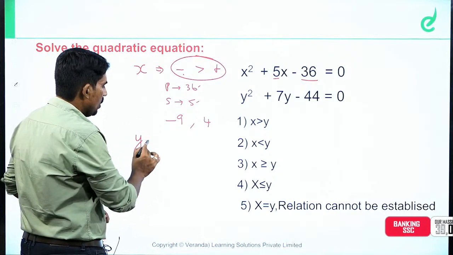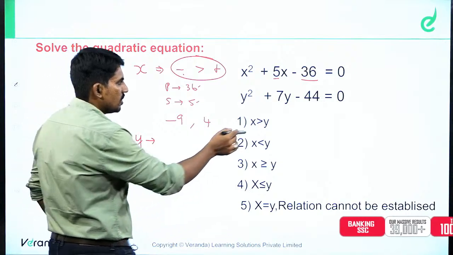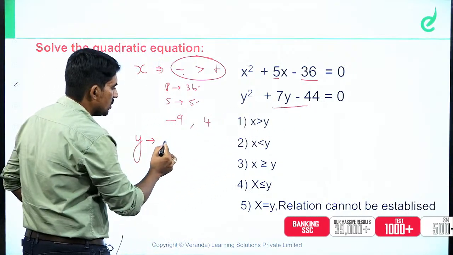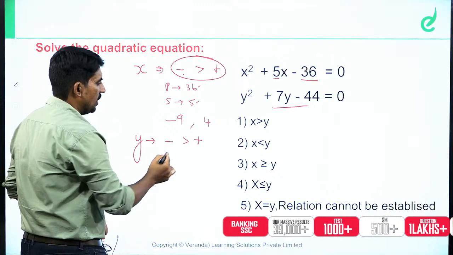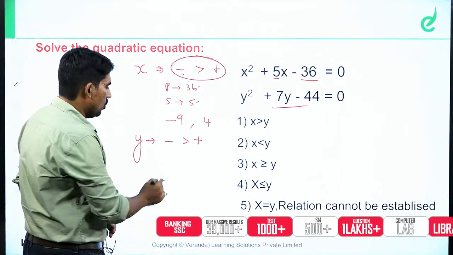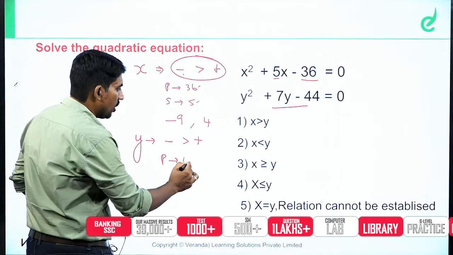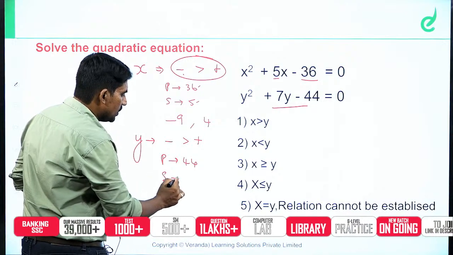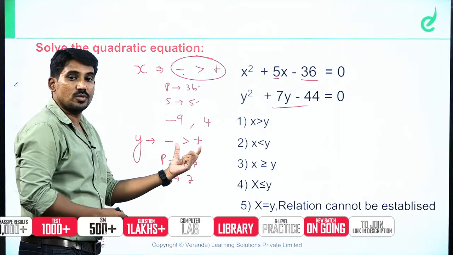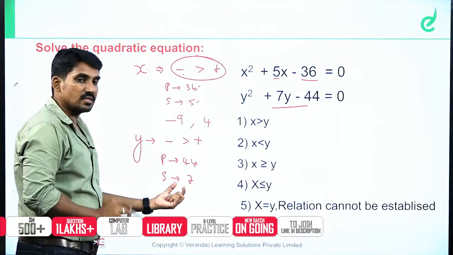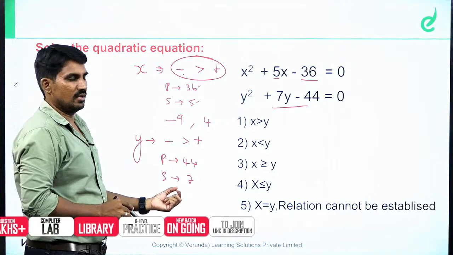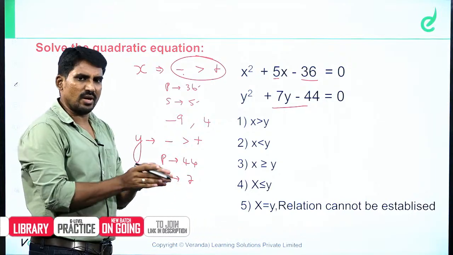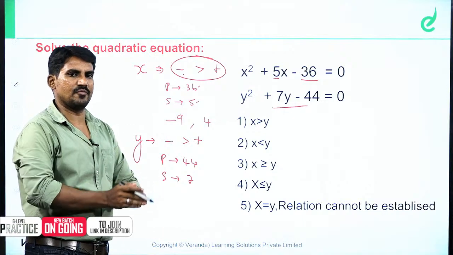Now what can we do? Same concept: plus minus means the roots are what? Minus plus, the higher number minus, the smaller number plus. Now the product is 44 and the sum is 7. Here the roots are positive, negative, so actually it is the difference. Therefore, multiply to 44, difference 7.